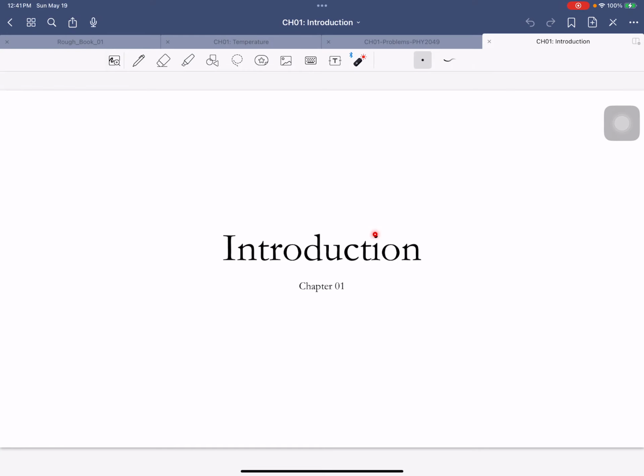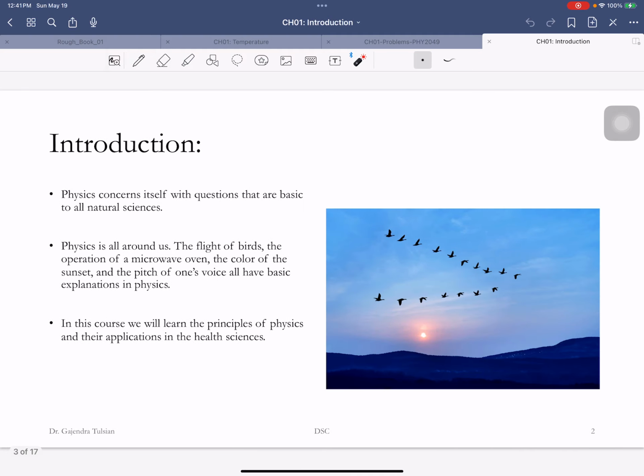Okay, so let's go over chapter 1. This is an introduction to the course. We'll touch on some of the topics we'll be covering in this course. Okay, so what we're doing in this course is applying concepts of physics to the healthcare industry, to biological systems.